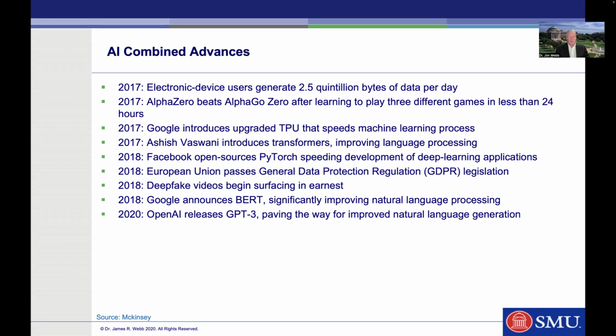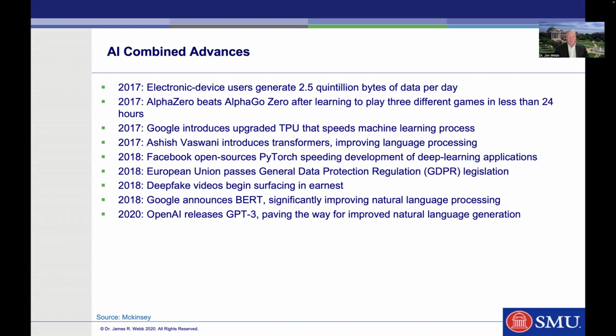2017, electronic device users generate 2.5 quintillion bytes of data per day. This is the explosion of what they call big data. 2017, AlphaZero beats AlphaGo, learning to play 3 different games in less than 24 hours. This is the game of Go that I showed earlier. 2017, Google introduces upgraded TPUs that speed the machine learning process. 2017, transformers, that we showed the models of earlier, improve language processing.